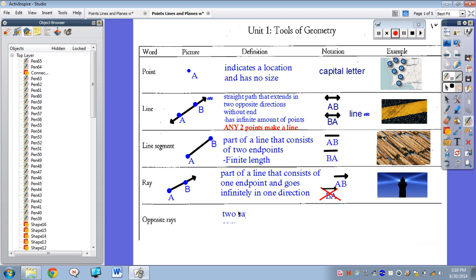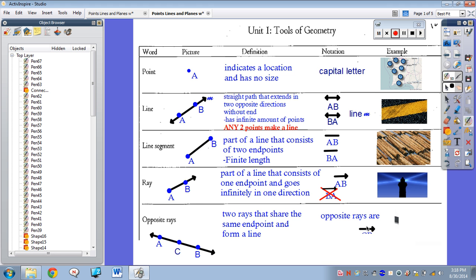Alright, opposite rays. Opposite rays are 2 rays that share the same endpoint and form a line. So taking a look at that picture, here you have 1 ray, so ignore this part right here and just look from point C. If you start at point C and forever go in this direction, that's 1 ray. Then if you start at point C and forever go in this direction towards B, ignoring this side over here, that's another ray. So 2 opposite rays in that picture are ray CA and CB.